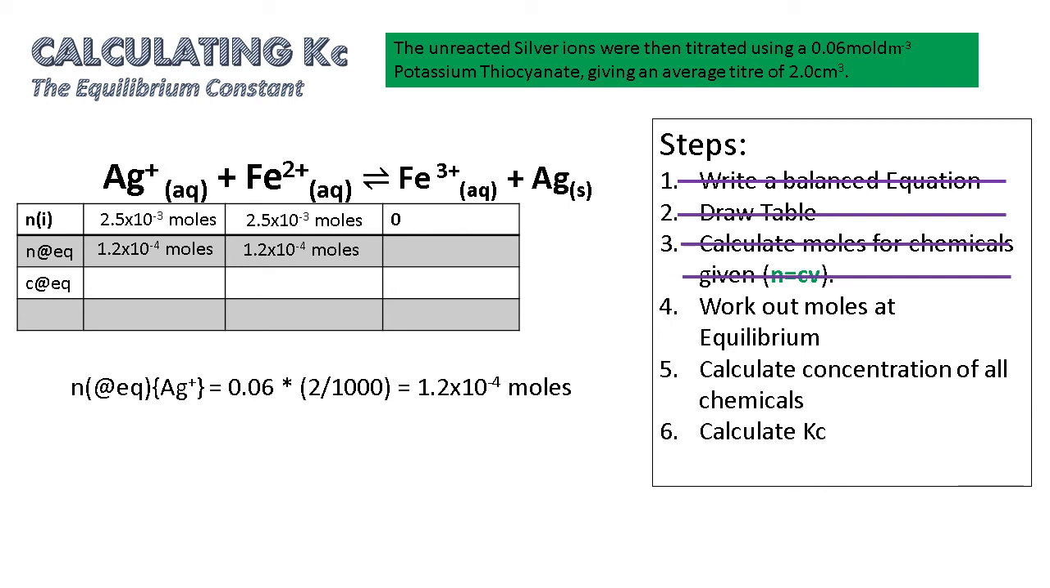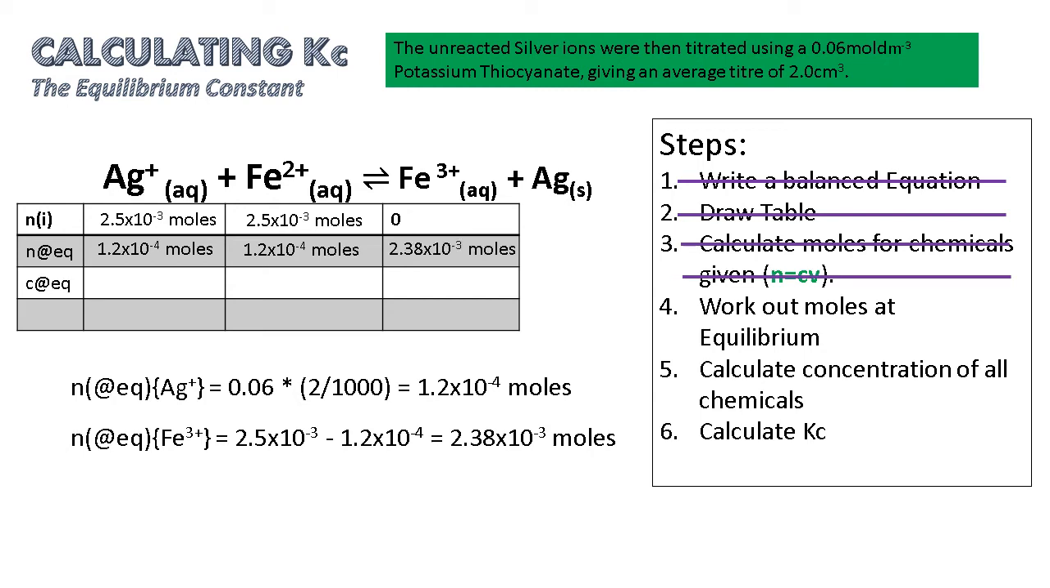And now we must calculate them for the Fe3+ ions. In order to do this, we take the silver ions that were present at the start point, and we subtract from them the moles that were present at equilibrium for the silver ions in the following manner, which gives us 2.5 times 10 to the minus 3 minus 1.2 times 10 to the minus 4. And this gives us 2.38 times 10 to the minus 3 moles. And this is the number of moles at equilibrium for the iron 3+.